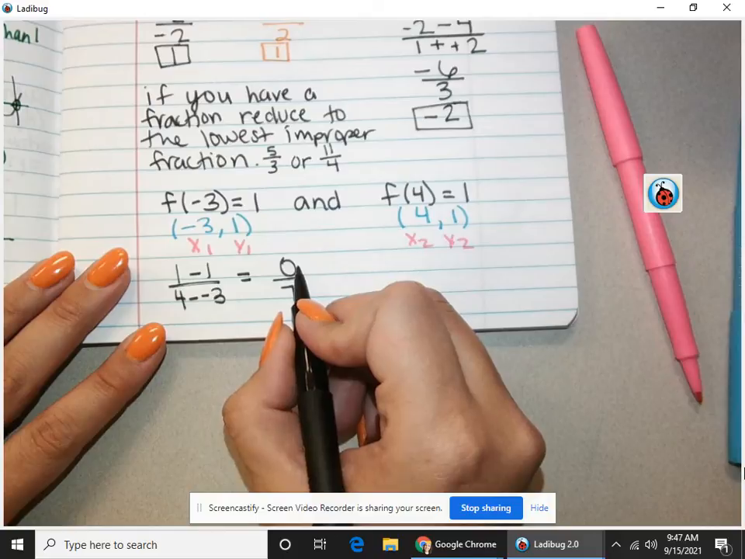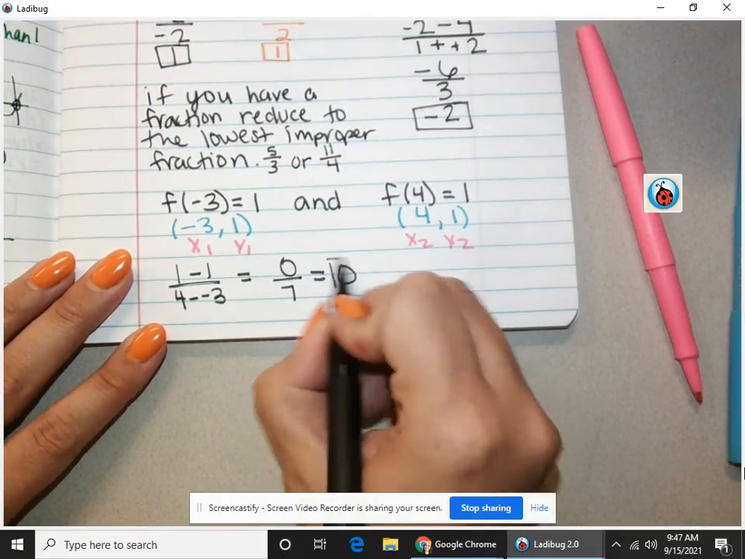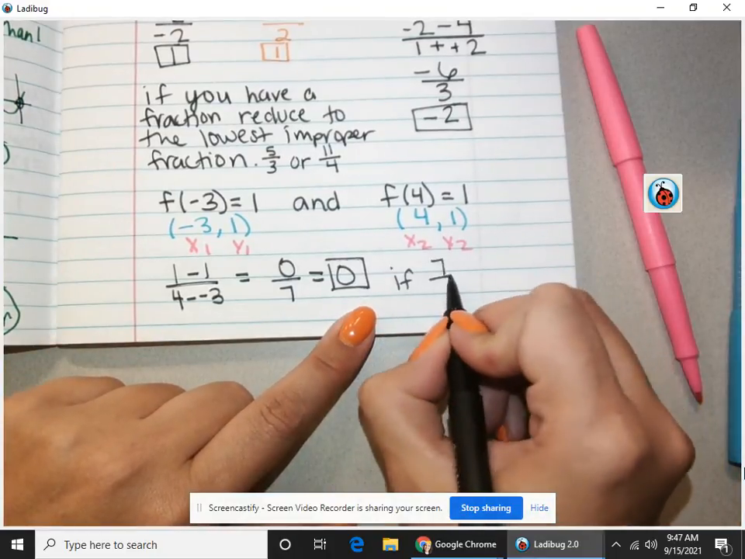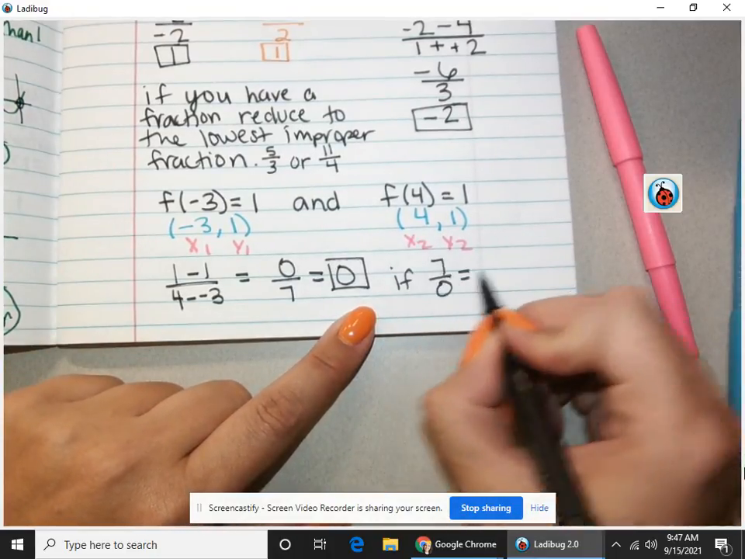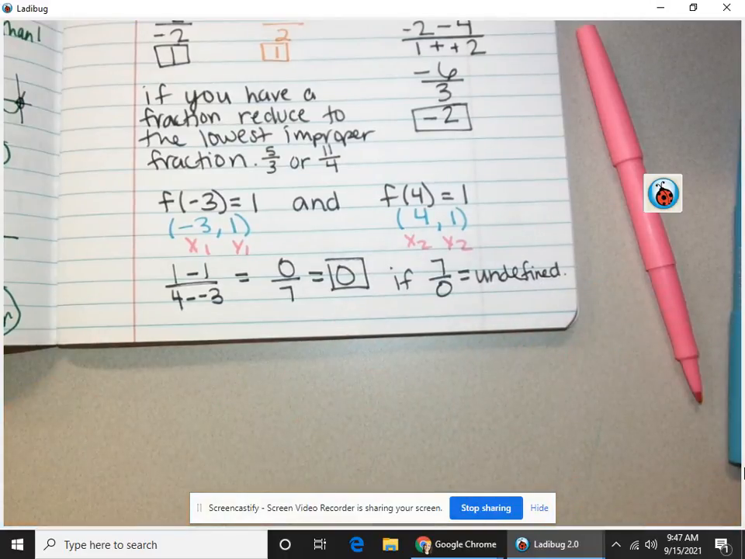Whenever I have 0 in my numerator, it equals 0 slope. If I had 7/0, it would equal undefined. Any questions? No.